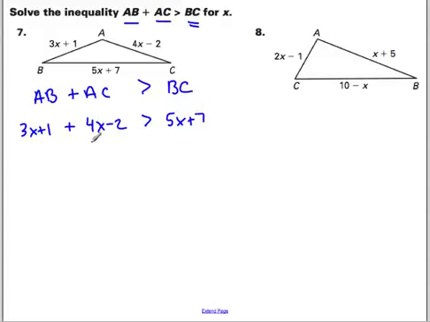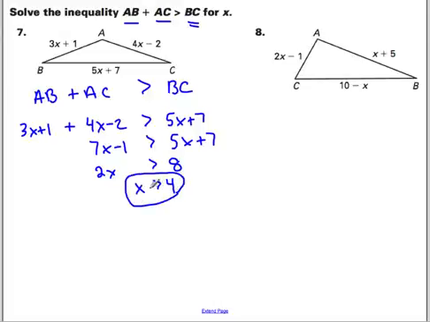I'll simplify this to 7x minus 1 has to be greater than 5x plus 7. Remember, with inequalities, you just treat it like an equal sign unless you're multiplying or dividing by a negative number. So we'll subtract 5x from both sides. That gives us 2x. We'll add 1 to both sides. That'll give us 8. Divide both sides by 2. And x just has to be some number greater than 4. Any number greater than 4 will satisfy this and make this actually a triangle.